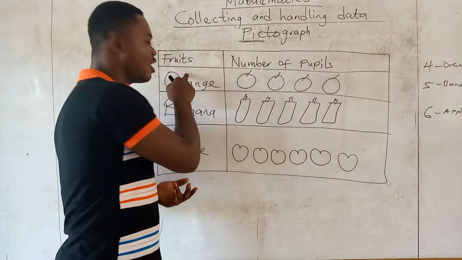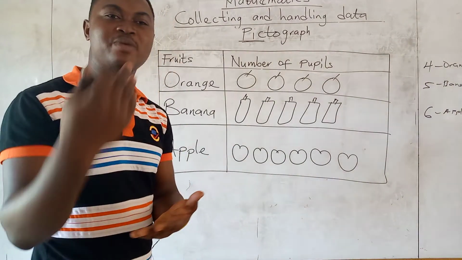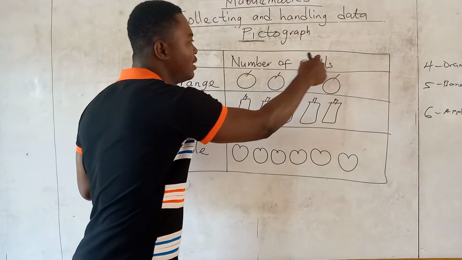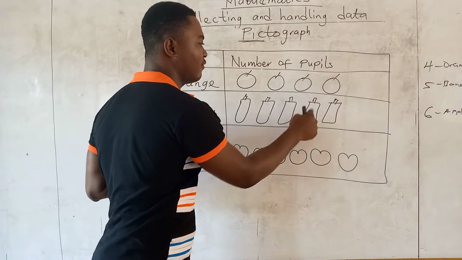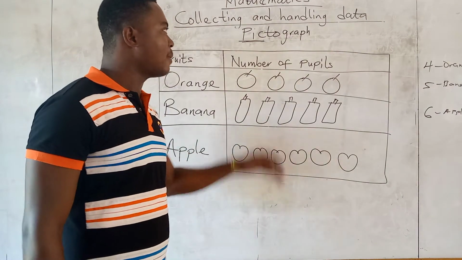Now which fruit is it? Orange. But if the question is saying, how many people preferred banana? Now you go to banana here. It said how many people? So we go and count 1, 2, 3, 4, 5. 5 people preferred banana. So that is it for our pictograph.